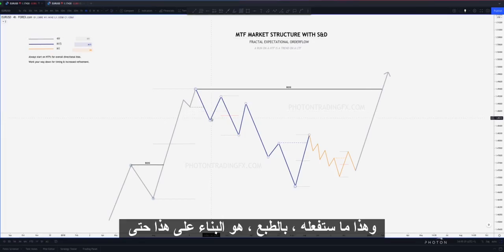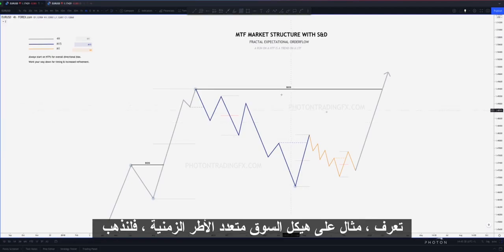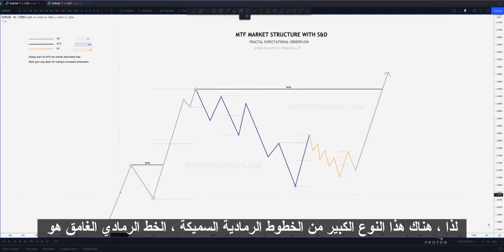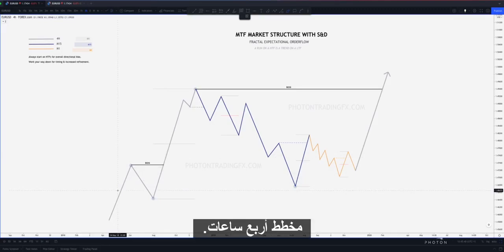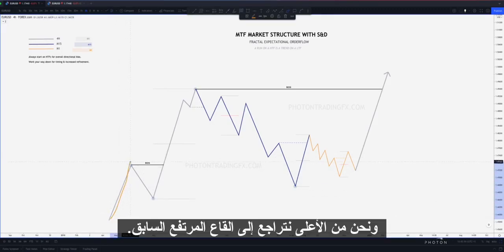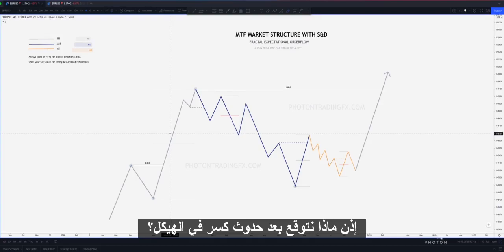And now what we're going to do, of course, is build on this even further by introducing supply and demand into essentially what is a multi-time frame market structure example. So let's go through this slowly and look at what's going on. So this big sort of thick grey line, this dark grey line, is the 4-hour chart. So we are clearly in a 4-hour bullish trend. We form that higher high, pull back to form a higher low, and then we get that break of structure. So what do we expect after a break of structure? We expect a 4-hour pullback.